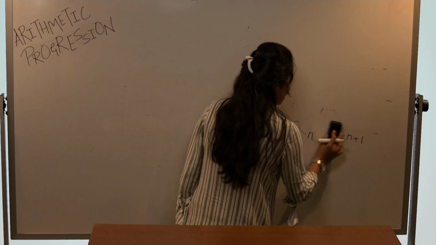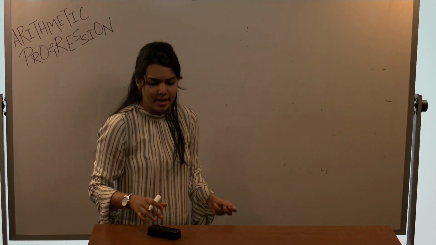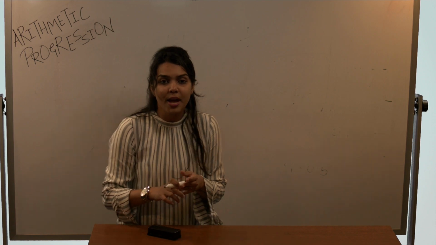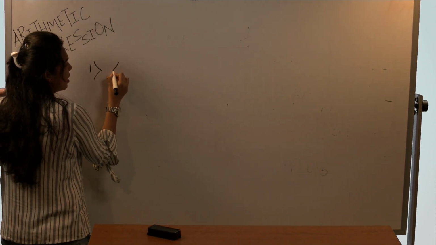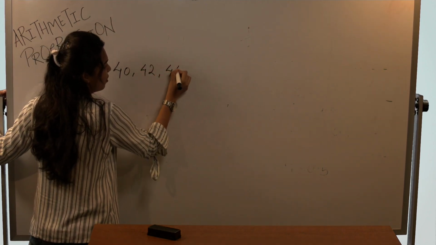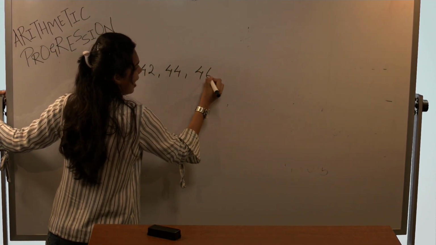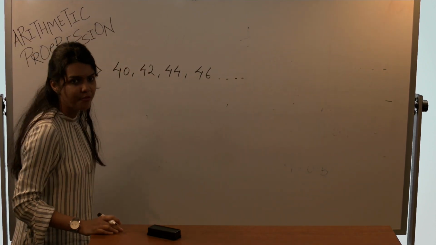Now let us consider some of the examples from your book. Let us consider the example. The weights of a student are given to you. The weights of a student in your class are 40, 42, 44, 46 and so on. So find out the first term and common difference.